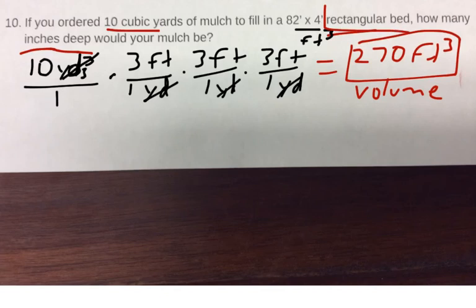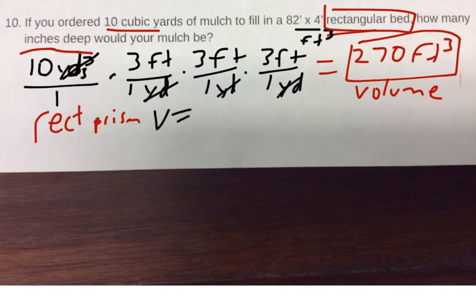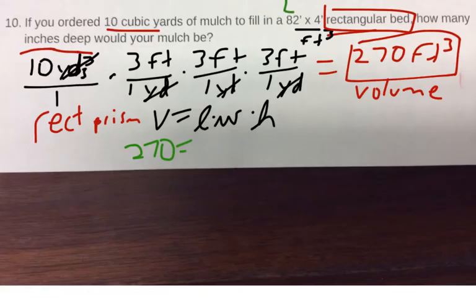Now this is a rectangular bed, so that's a rectangular prism. So what's the volume formula for a rectangular prism? Well, it's V equals length times width times height, because length times width is the area of the base, and then it's times the height of the whole prism. So I'm just going to plug in what I know, and actually I do know my volume. My volume is 270, so I'm going to plug that in for V. I know that this is my length right here, and this is my width, and it doesn't matter if you mix those up. If you call the 4 your length and the 82 your width, either way.